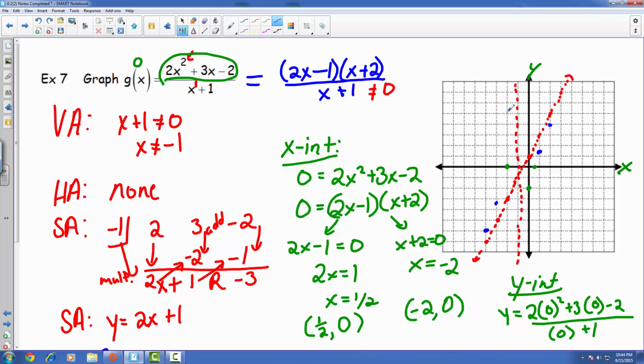And now when we go ahead and connect all the dots, we end up with an image that should be something like this on the right side. And then on the left, we see a hugging going through these points and then hugging that slant asymptote. So that would be our solution, our graph, for example 7 from the 0.2 number 2 set of notes.